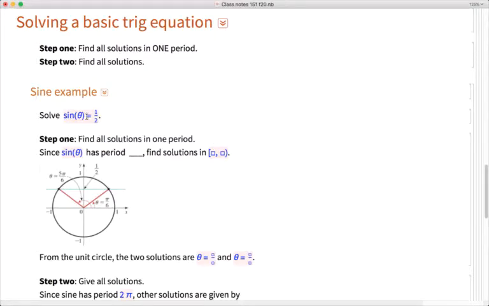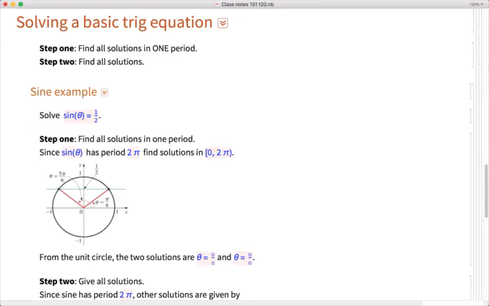So here's a basic trig equation involving sine, trying to solve sine theta equals 1/2. Again, what that means is we're trying to find all values of theta that make the equation true. Following the outline, step one, we need to find all solutions in one period of the sine function. The sine function has period 2 pi, so it's most natural to find the solutions in the interval from 0 to 2 pi.